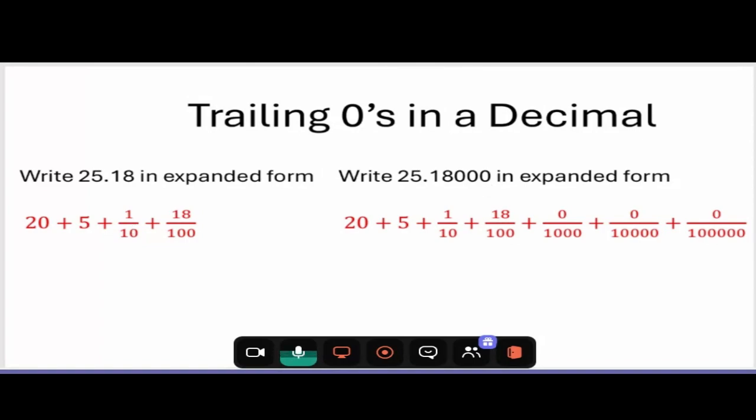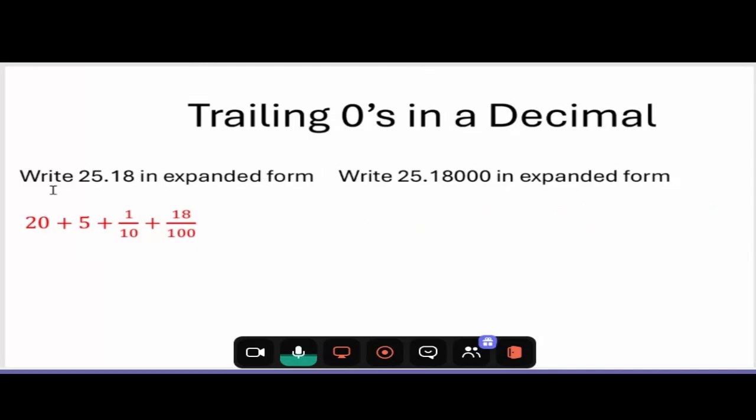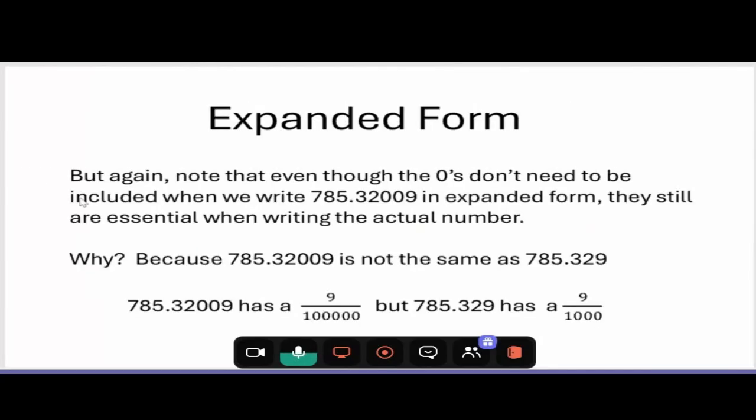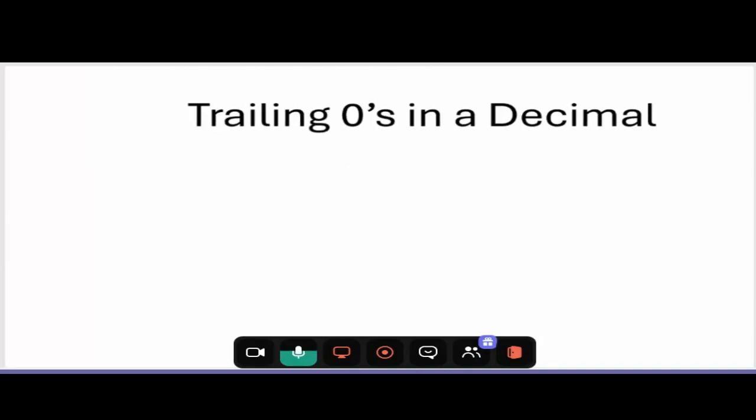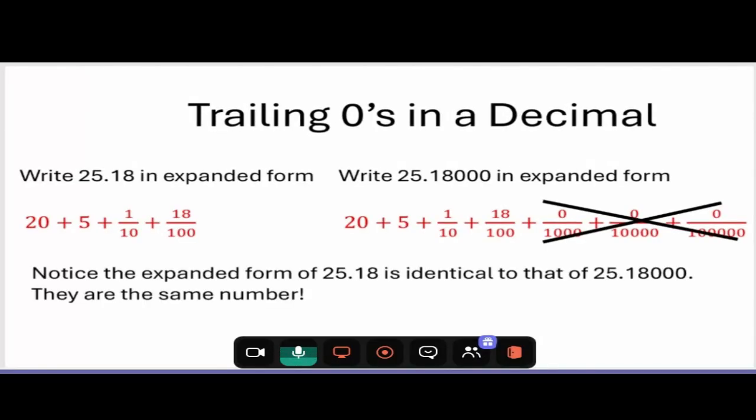And as we've been noting, in expanded form, you don't need to include those zeros. They don't change anything. Zeros don't change anything when you add them, right? Well, look at the expansions of these two numbers. Unlike this, where this number has 900 thousandths, but this number has 9 thousandths when you write expanded form, so they are different numbers. Look at these two.